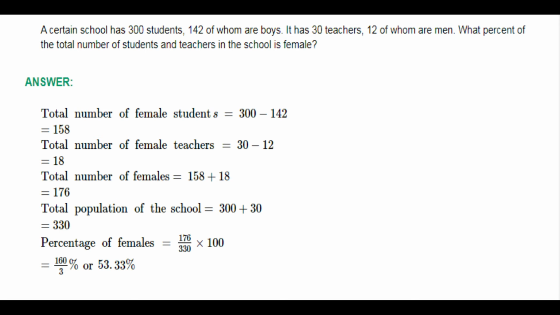And the total population of the school is the total number of students and the total number of teachers, that is 330. And we have to find the percent of females out of the total population, right? So we write the number of females in the numerator, and the total population 330 in the denominator, into 100, and it comes as 160 by 3%, and we can write it in decimal form as 53.33%.